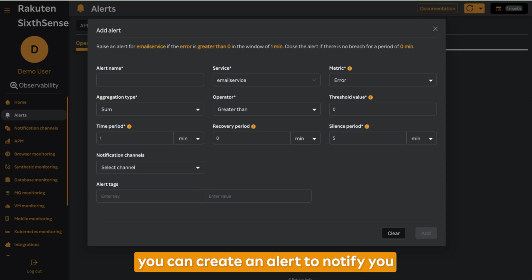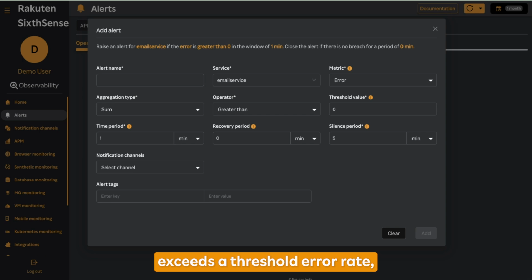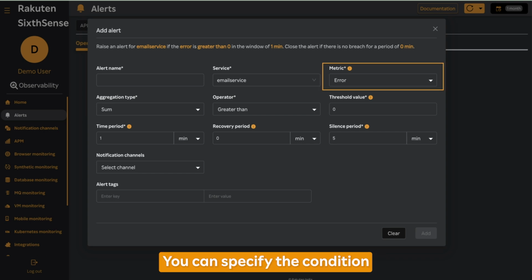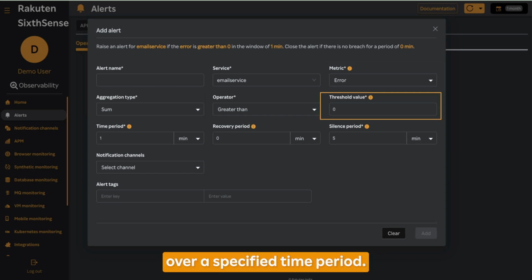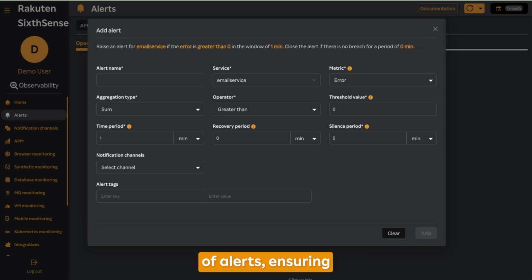For instance, you can create an alert to notify you when a particular service exceeds a threshold error rate, which could indicate a potential issue. This is crucial for quickly addressing problems. You can specify the condition, like if the error rate is greater than 0 over a specified time period. You can also set the severity of alert, ensuring you never miss critical issues.